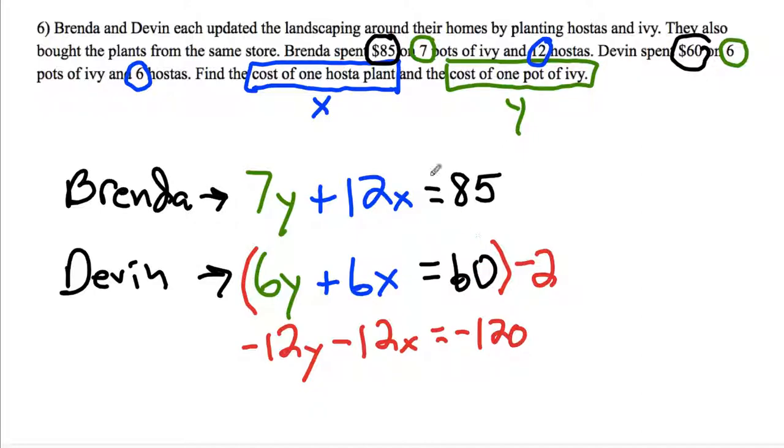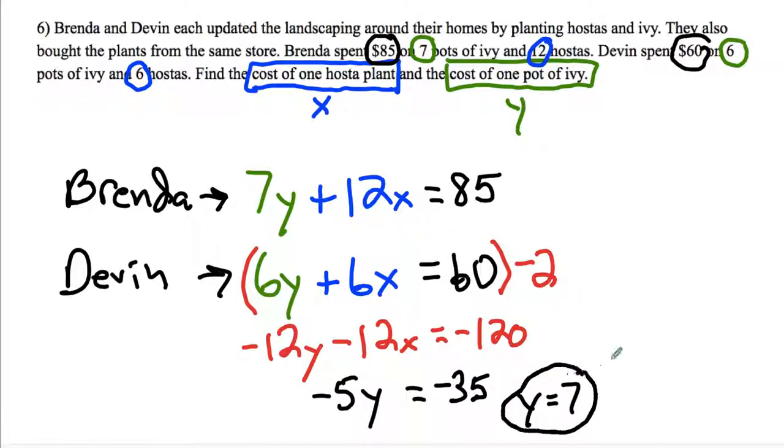Now when I combine, 7y minus 12y is -5y. 12x minus 12x is gone. Equals, and then 85 minus 120 is -35. Divide both sides by -5, and that gives me y equals 7. So I've got that going for me so far.